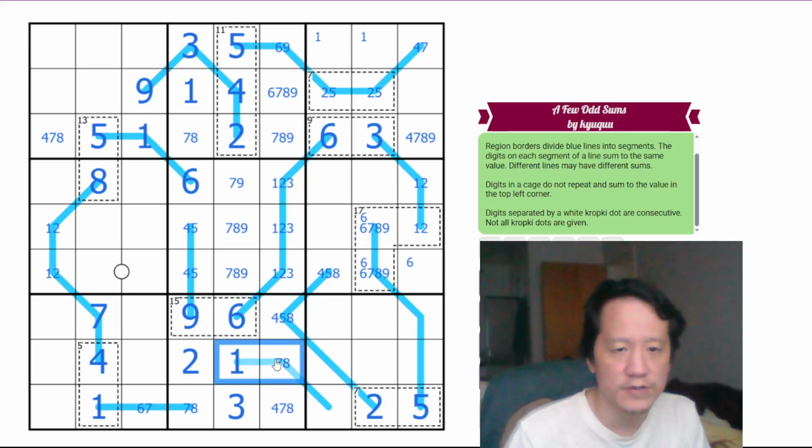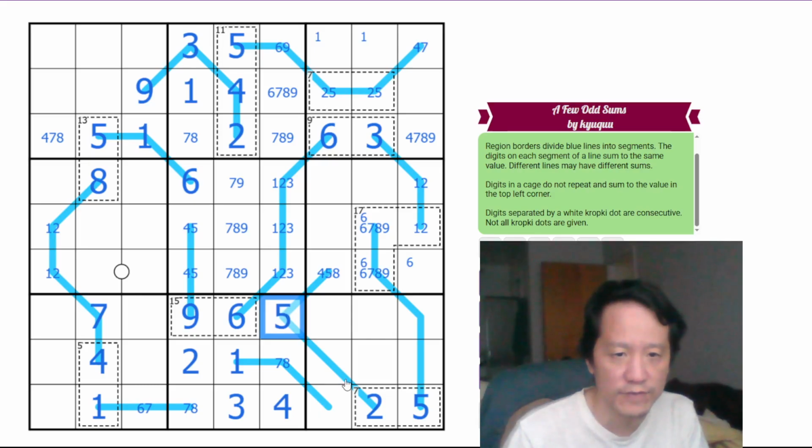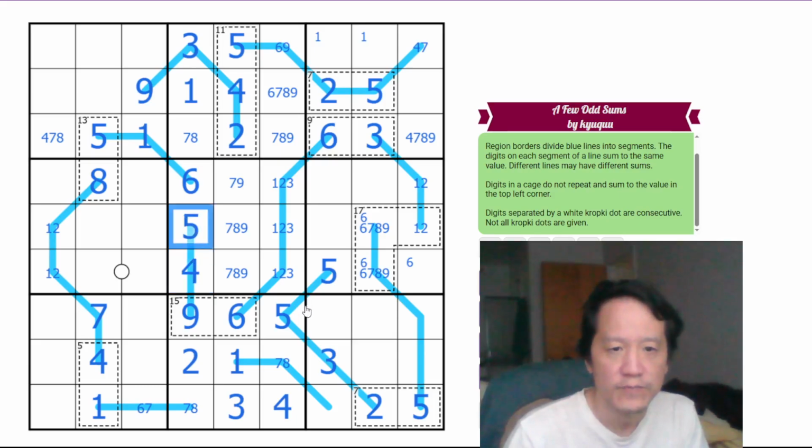We now have a 7, 8, 7, 8 pair in this box, which eliminates 7 and 8 from the rest of the box. This can't be 7 or 8, so this must be 4. This can't be 7 or 8, so this must be 5, which makes this a 5. Therefore, this is 2 and 3 added together. So that's 2 and 3. This 5 eliminates 5 here, so this is 2, which makes that a 5. This 5 eliminates 5 here, so this is 4, which makes that a 5.